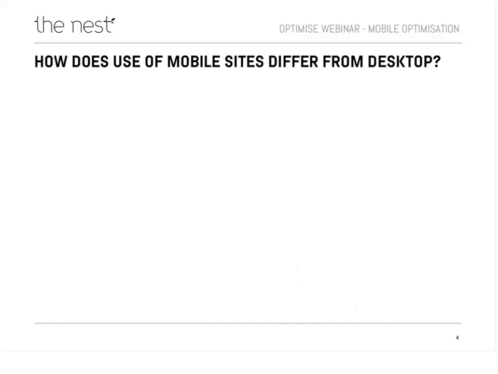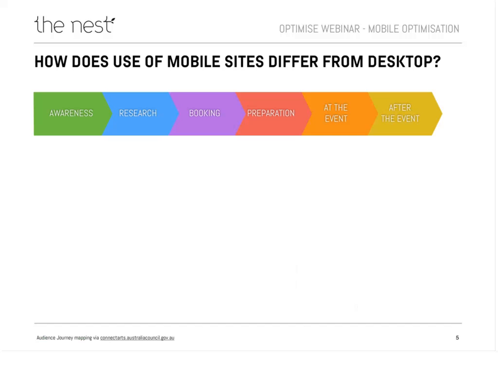So let's look at this first question of how does the use of mobile sites differ from desktop. Now, what I've done for this section is I've actually used a 6-stage audience journey map that was prepared by the Australia Council, because I thought this was actually quite a useful technique to show all the stages of the audience journey and how that might map to web use. So you can see here that these are very common stages that we'll all recognize: awareness, becoming aware of your event, researching the event, booking, preparation, at the event, and after the event.